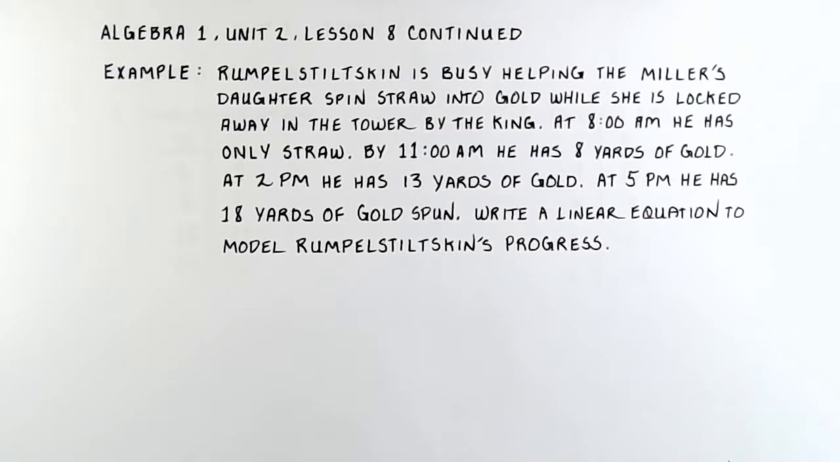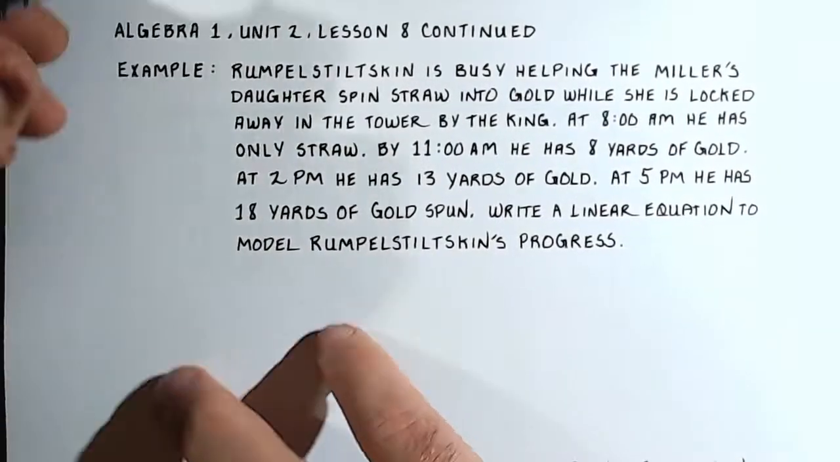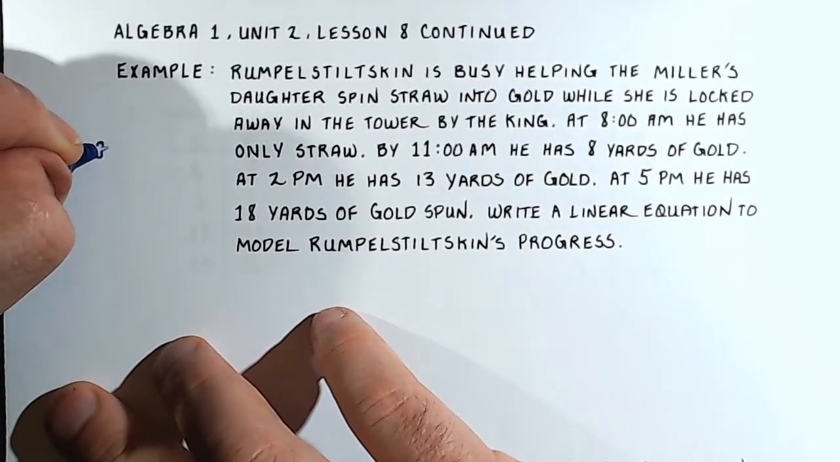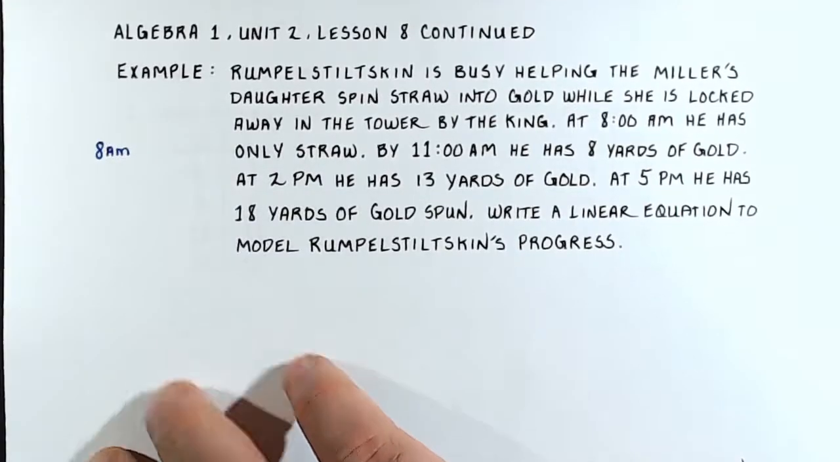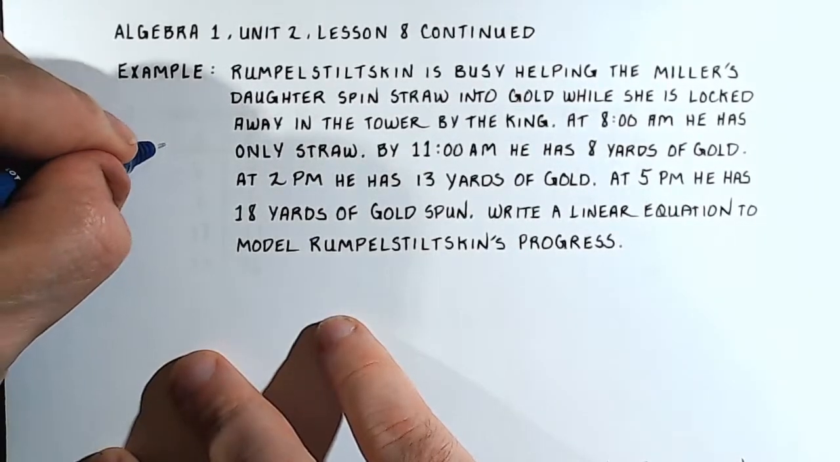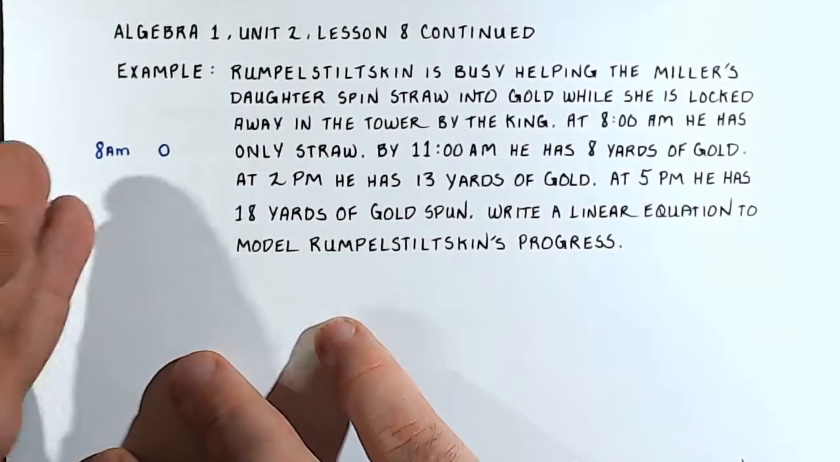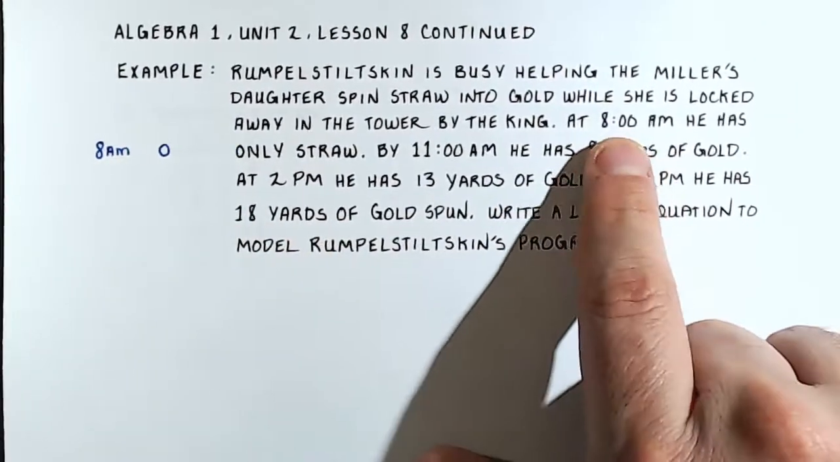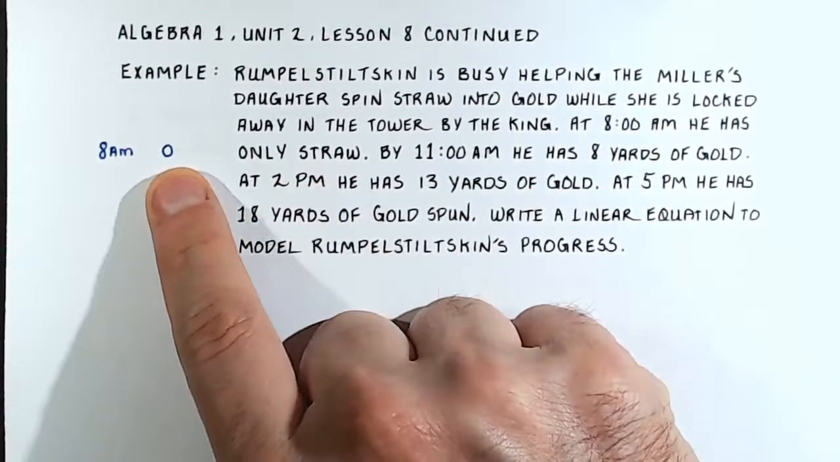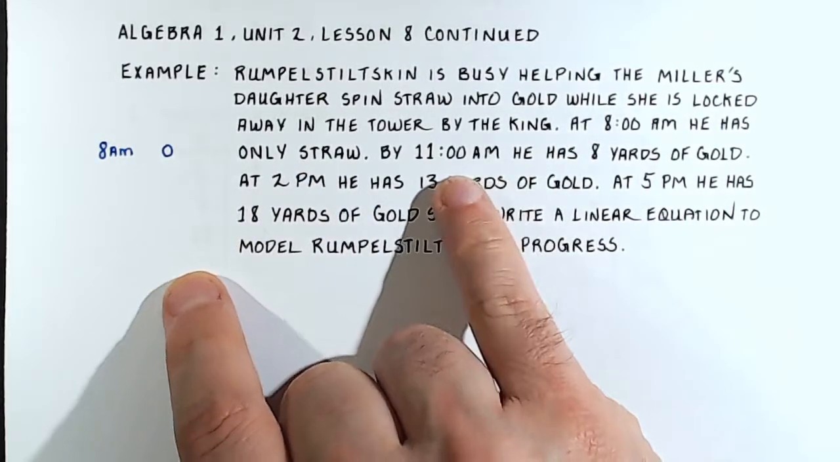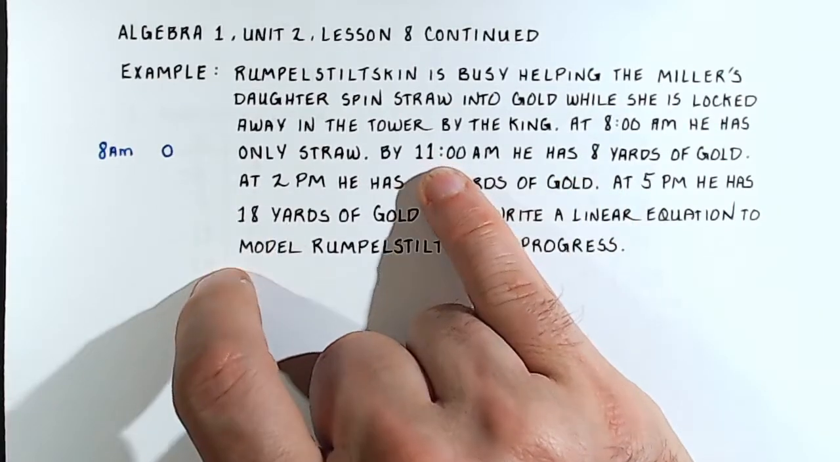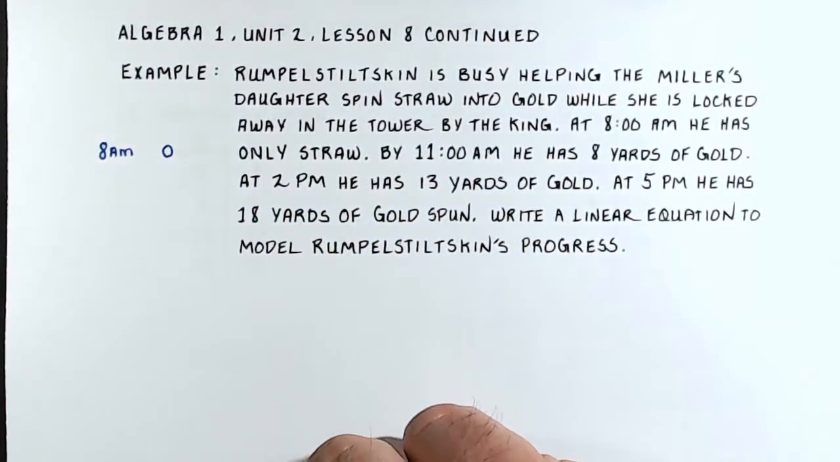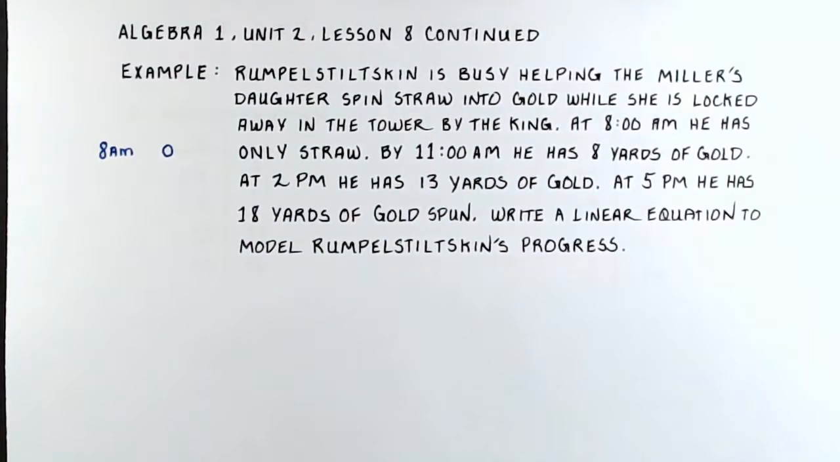Okay, so what we need to figure out here is what's going on with the time, because the time's going to be confusing. We need to turn time into numbers. So look, at 8 a.m., that represents our 0, right? So we're converting 8 to our 0 because it says here at 8 a.m. he has only straw, so he has no gold at 8 a.m. Now by 11 a.m. he has 8 yards of gold. So how many hours are there between 8 and 11?